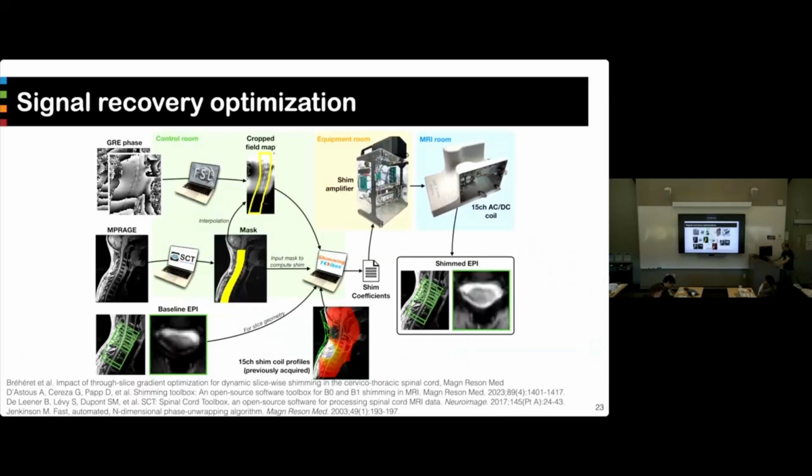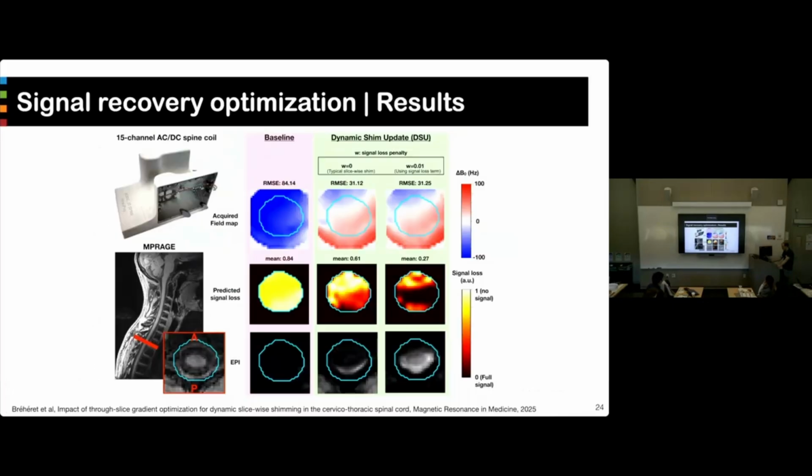So here's the experiment that we did. We acquired a dual echo gradient echo field map that we can compute with Shimming Toolbox. You acquire an anatomical image that you can compute a mask from, and you acquire a baseline, in this case an EPI. And then we used a 15-channel AC/DC coil, the shim, fed all of that to Shimming Toolbox, which computed the shim coefficients, and then we bring that back to the scanner, and then we acquired a shim acquisition.